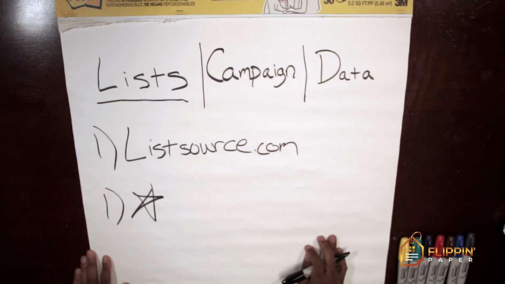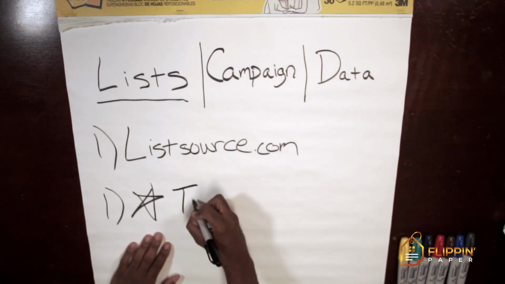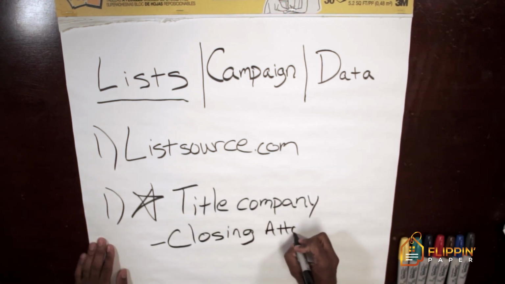free. What I want you to do is speak to your title agent rep or your closing attorney rep and just let them know you're a player, you're starting to market in that city, you're looking for a new title company, and you're looking for data. If they can give you some lists, some free lists, that's your data provider. Title company or closing attorney.